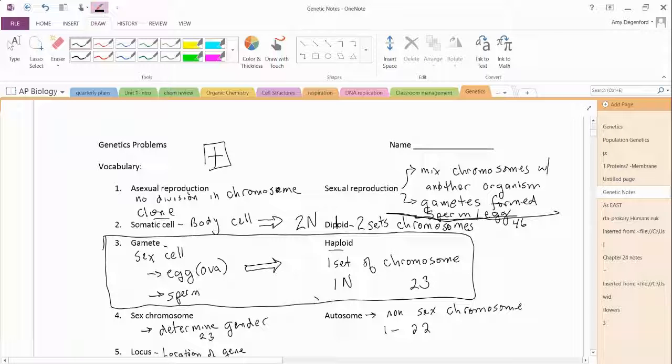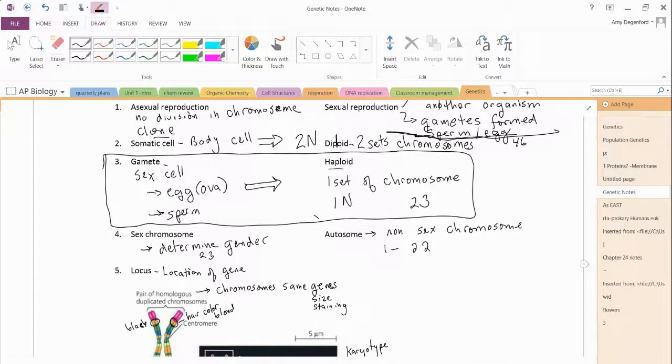Now, a gamete is a sex cell. It would be either the egg, and the fancy term for that would be an ova, or a sperm cell. Those cells are haploid. They only have one set of chromosomes. For us, we would represent that as 1N. For us, that means there's 23 chromosomes, 1 through 23. So a diploid cell would have 46, but the sperm cell and the egg cell only have 23. The last pair for us and for many mammals would be the sex chromosomes, and they determine the gender. So that's the 23rd chromosome.